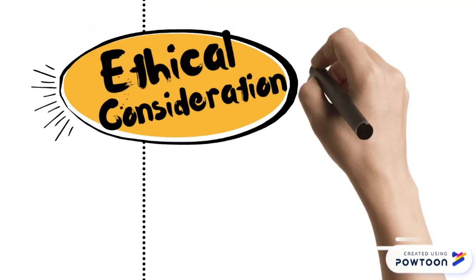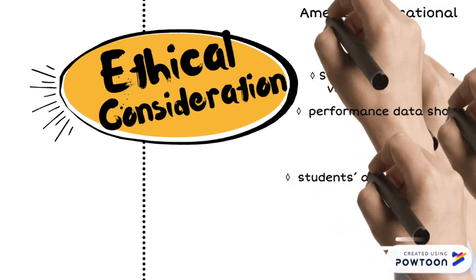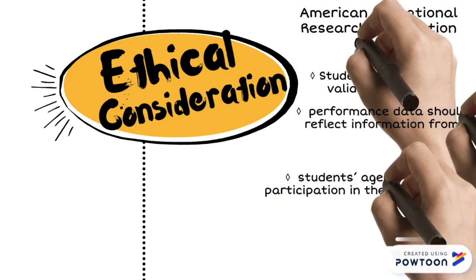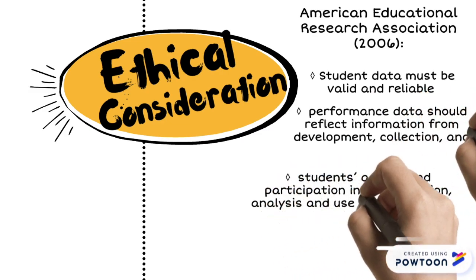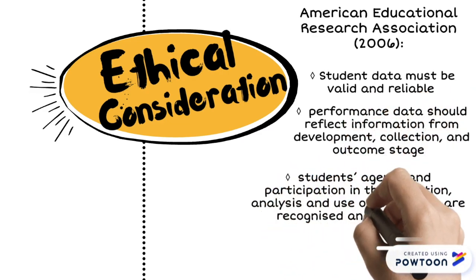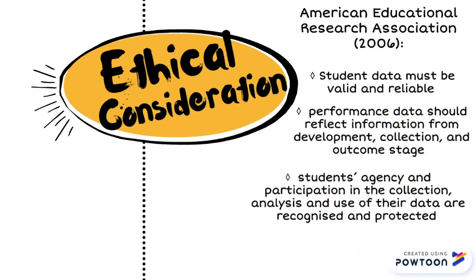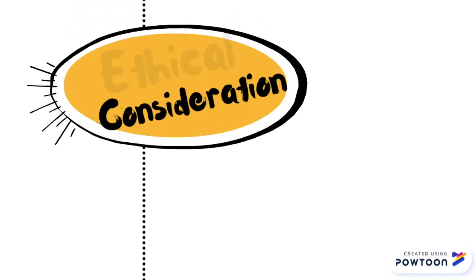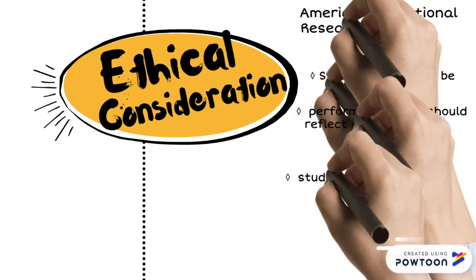When presenting and interpreting data, we must always ensure that it is valid and reliable. As it pertains to students' performance, this data should reflect the process from the developing of the issue to the collecting of the data and finally the outcome. Further, students' agency and participation in the collection, analysis, and use of their data are recognized and always protected.